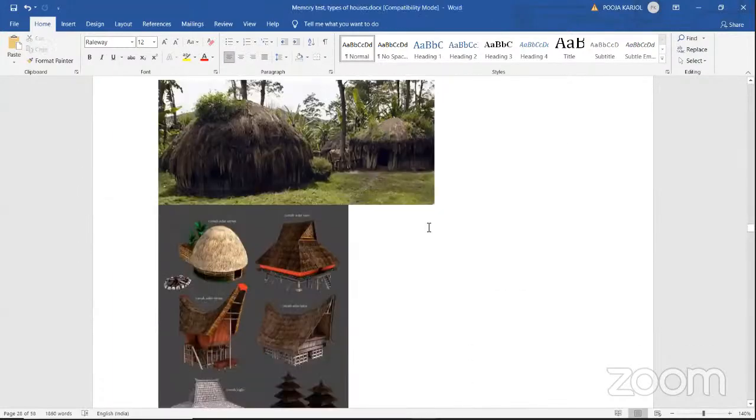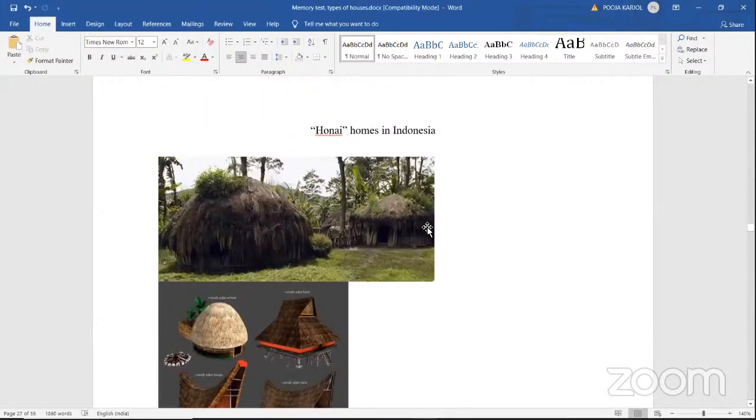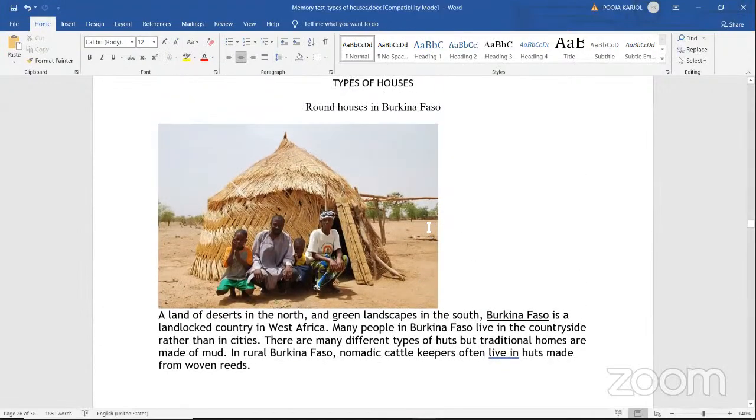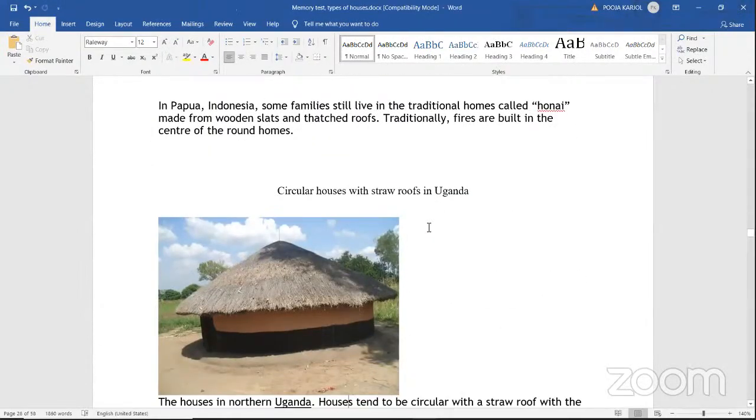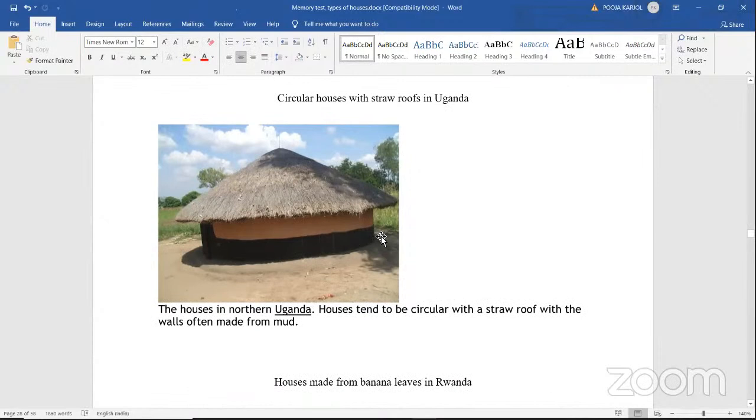Now, see the roof structure here and here. Okay. What is the difference? Any difference that you can see? First one is woven reeds. Yes, first one is woven reeds. And Uganda, it's straw. Yes, Uganda is straw roof, correct. Also, these are a little more spread out. It's not very small compared to the other ones.